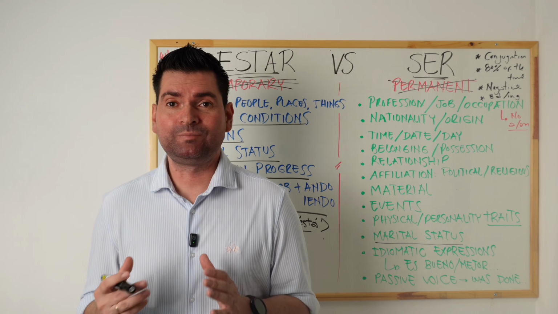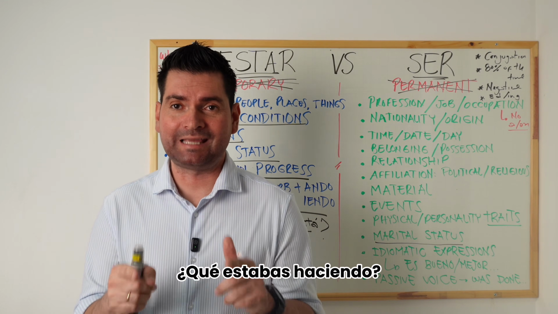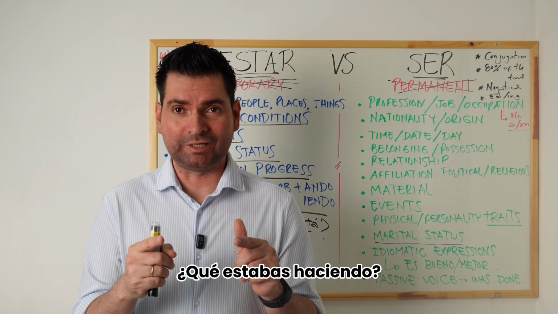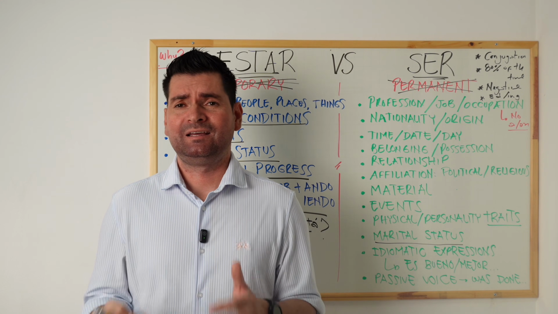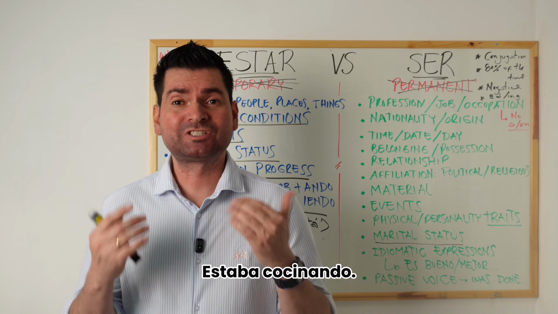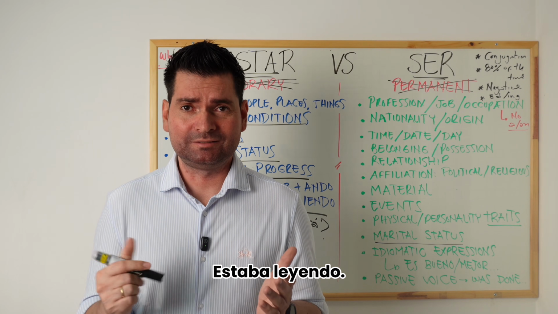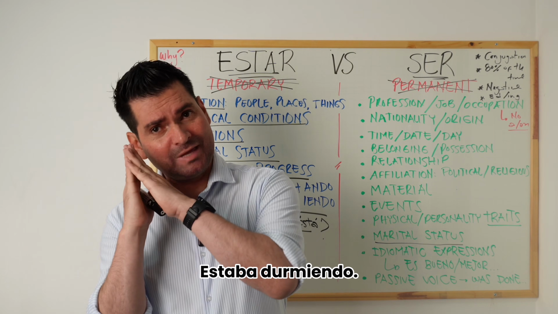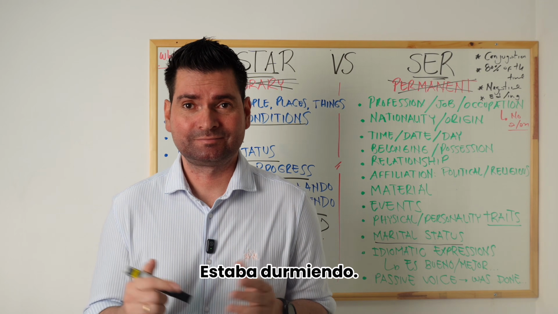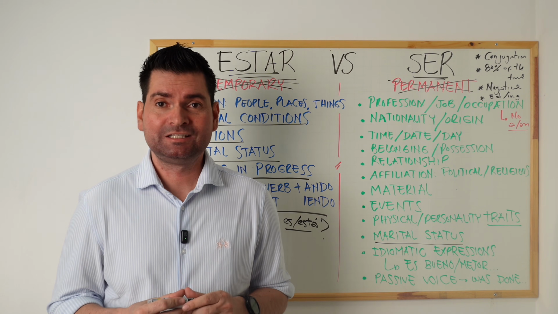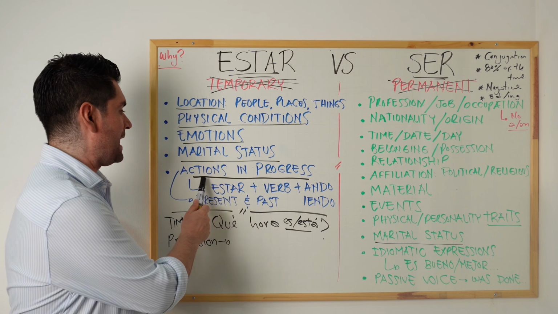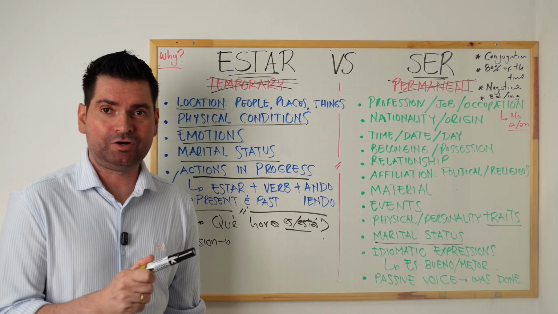The common question would be, ¿qué estabas haciendo? What were you doing? And then you can say, estaba cocinando. I was cooking. Estaba leyendo. I was reading. Estaba durmiendo. I was sleeping. If you learn these ideas, you will know that for actions in progress, you will never use the verb ser.